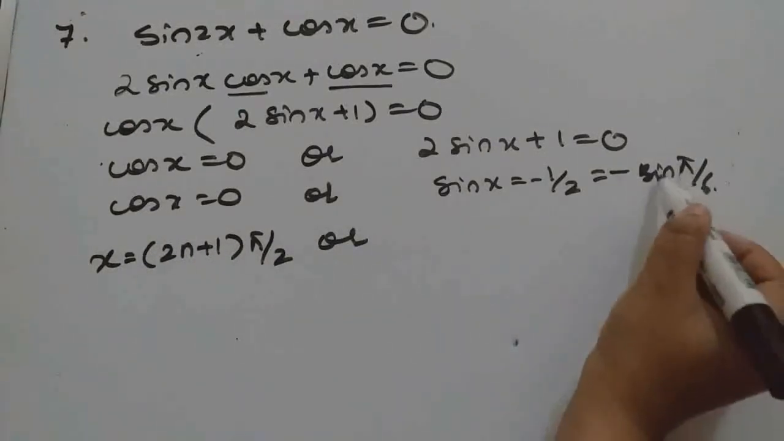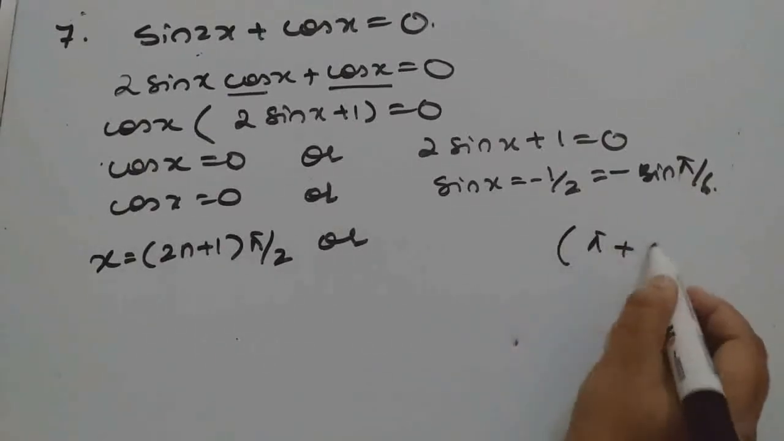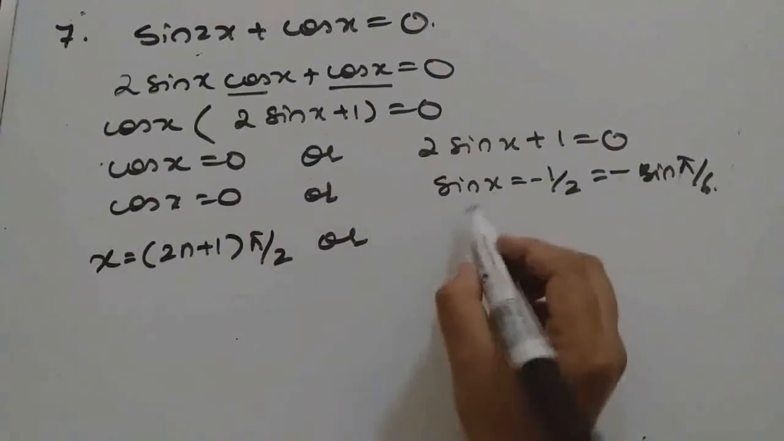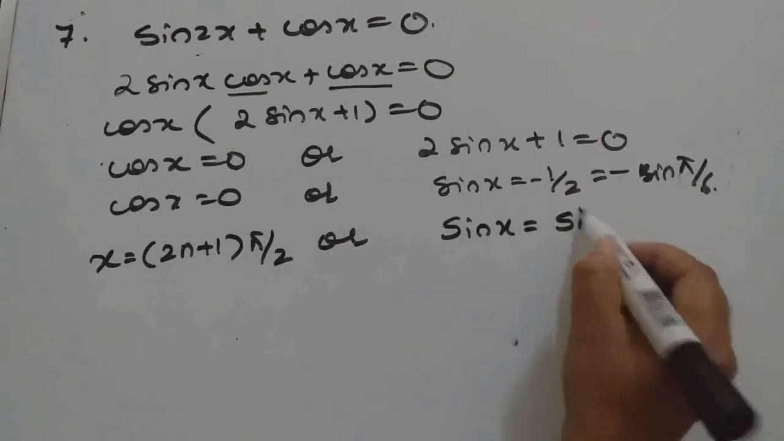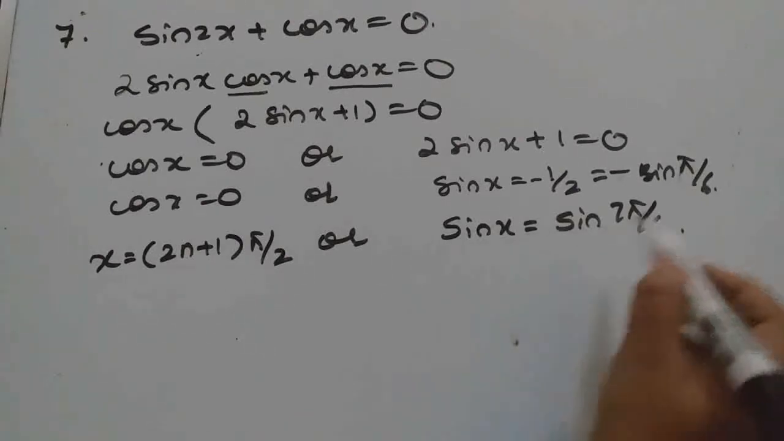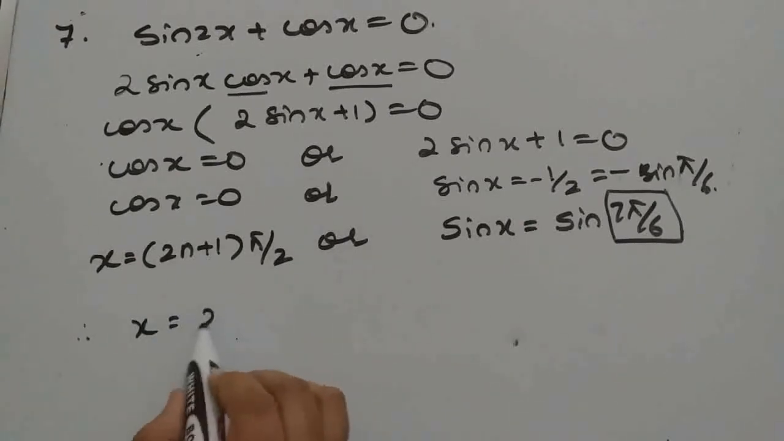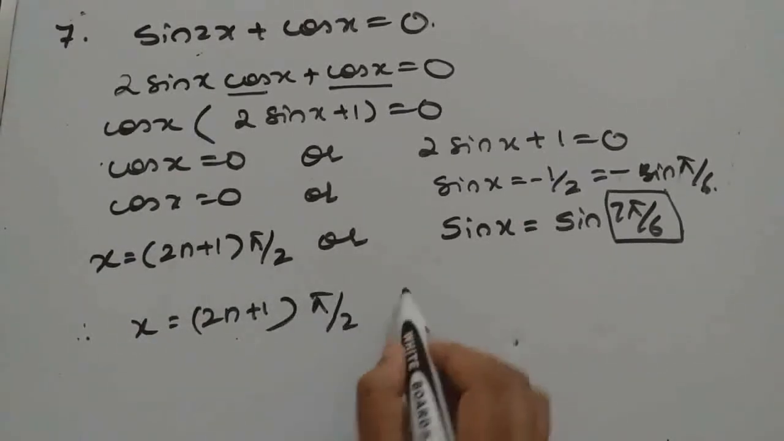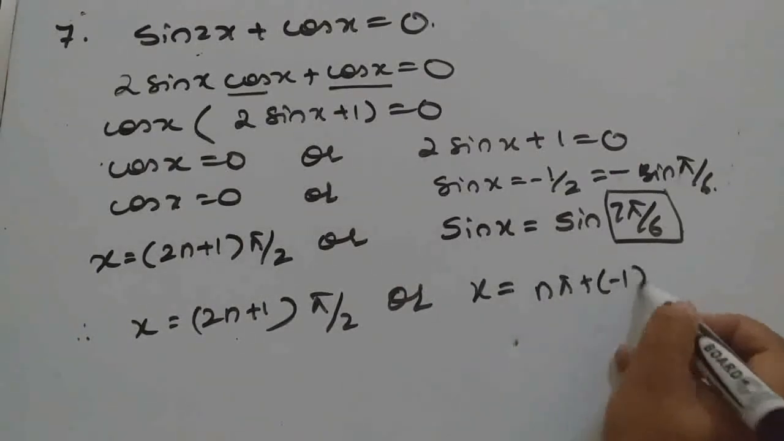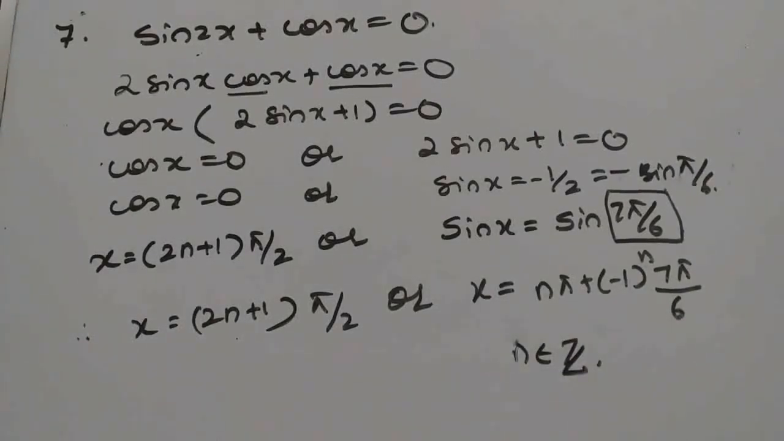And here sine pi by 6 is negative. So negative means third quadrant. So pi plus pi by 6 we should write, so 7 pi by 6 will come. Okay, so sin x is equal to sin of 7 pi by 6. This is one of the rules: sin x equal to sin y, where y is 7 pi by 6. So x is equal to (2n plus 1) pi by 2, or x is equal to n pi plus (minus 1) raised to n times y, where n belongs to Z.